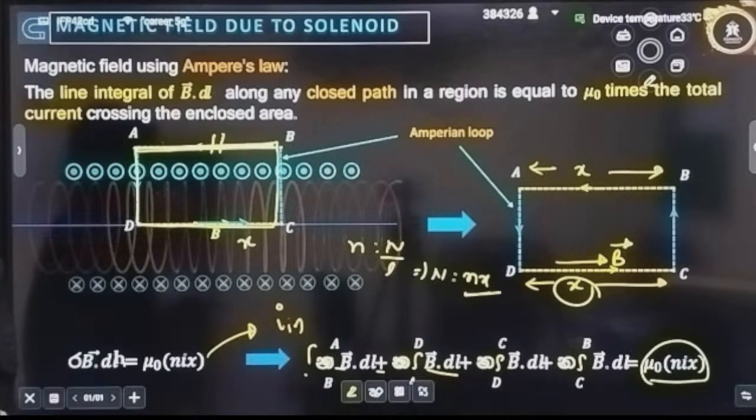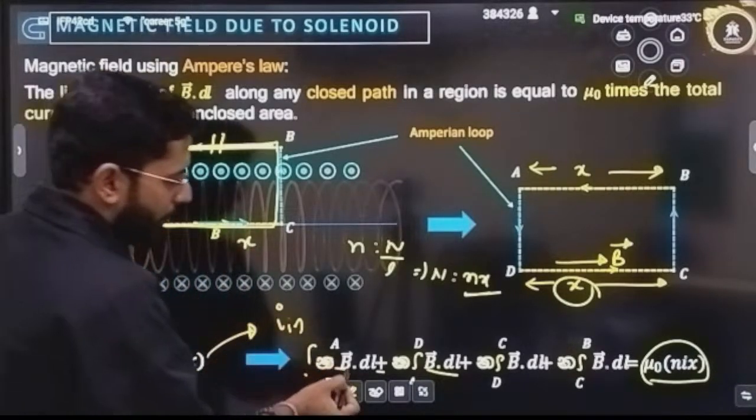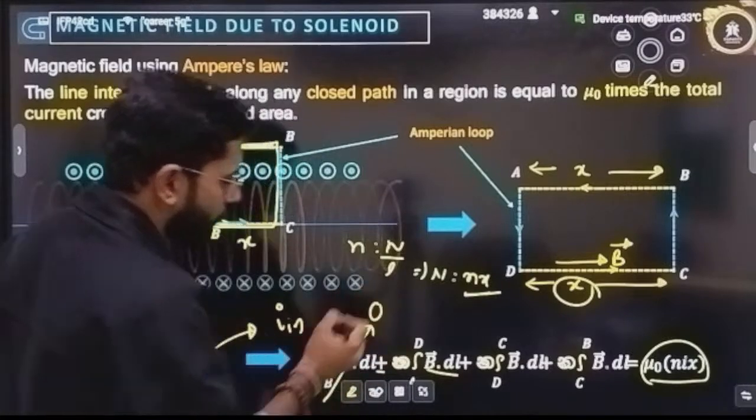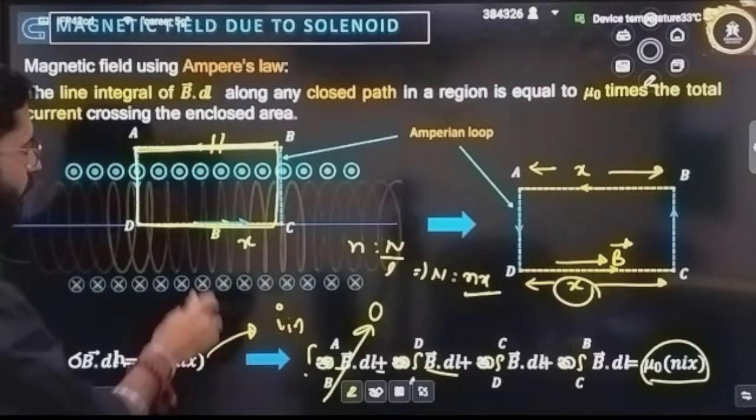Is any current also flowing? Tell me. I can say no. There is no current flowing into this section. That's why I will say B dot dl will be simply equal to 0 here. Now come to the next one.